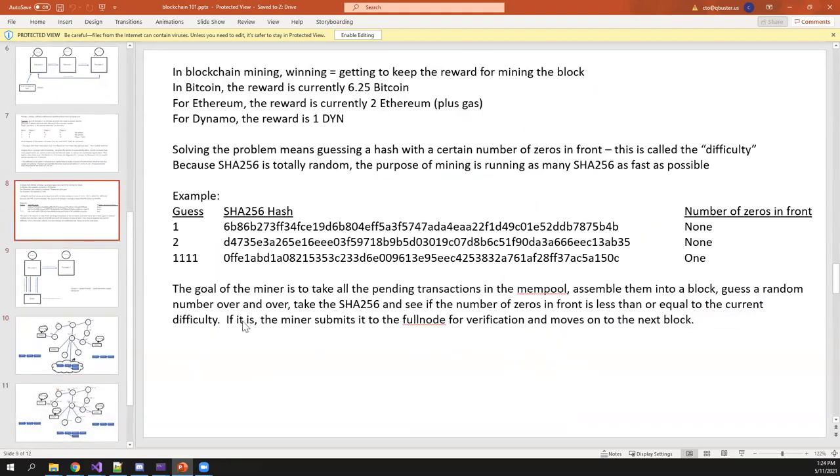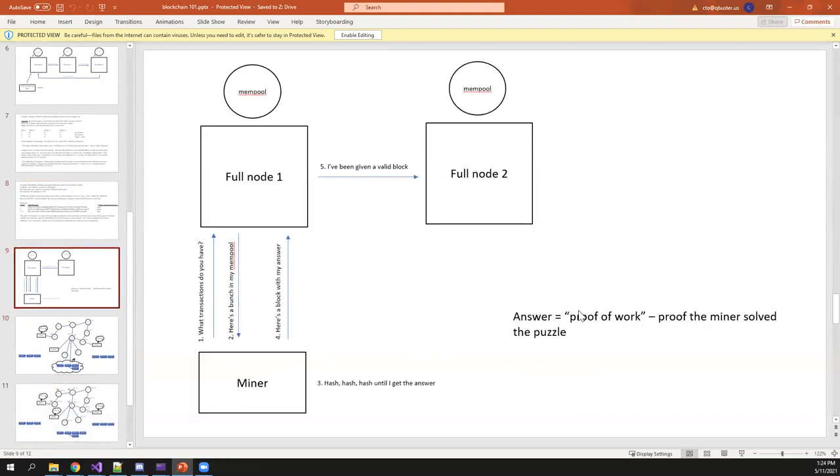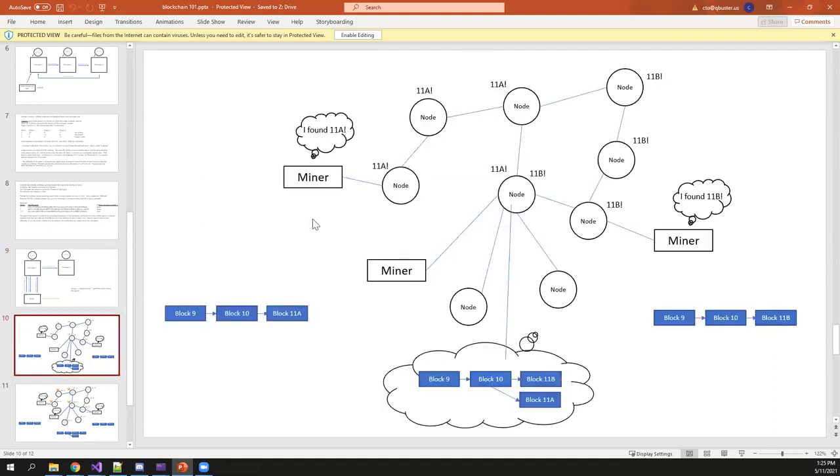And the quote unquote answer, right? This answer that I got is the proof of work. It's the proof that I did all that work to get that number of zeros in front of the hash. If we have time at the end, I'm going to show you some real world stuff on Bitcoin, some of the difficulty. So this is how consensus works.